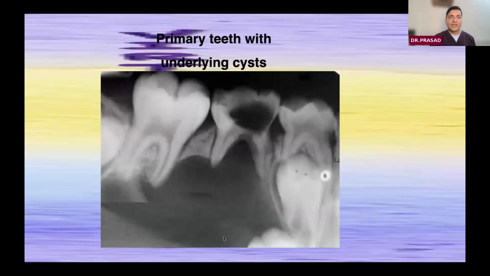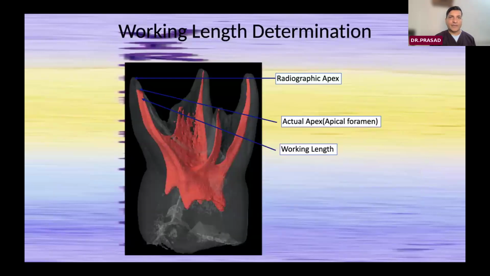Here you can see the periapical cyst, a huge periapical cyst where the premolar has been pushed down towards the lower border of the mandible. So these teeth are indicated for extraction and not for pulpectomy. Now, as far as working length determination is concerned, I want you to understand certain terminologies.